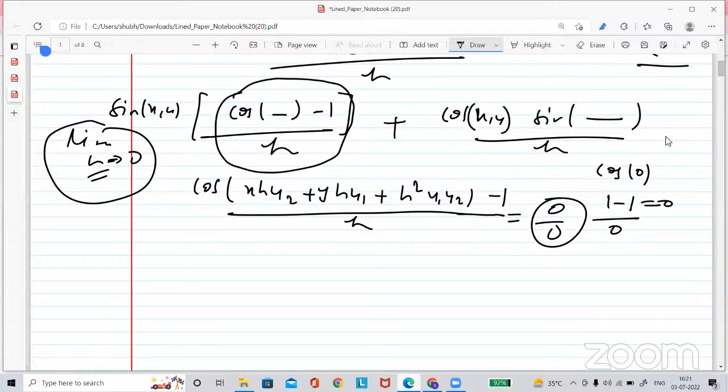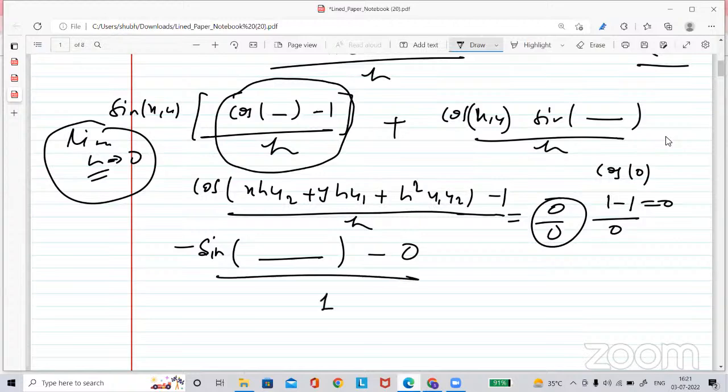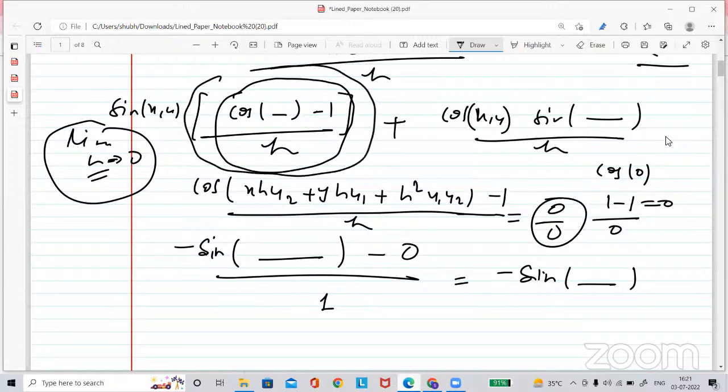So if you differentiate, the derivative of sine is going to be cos, cos with this bigger expression, minus 0. The derivative of this one is 0, upon the derivative of h, which is 1. What you got? Minus sine of that bigger expression. Only this portion we are solving.